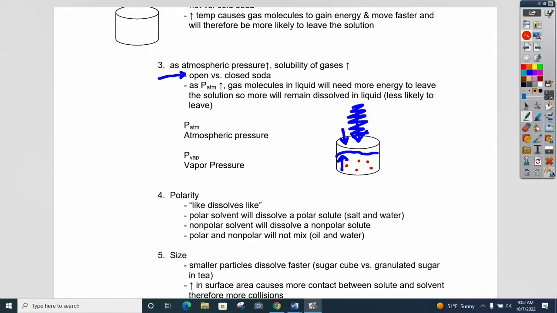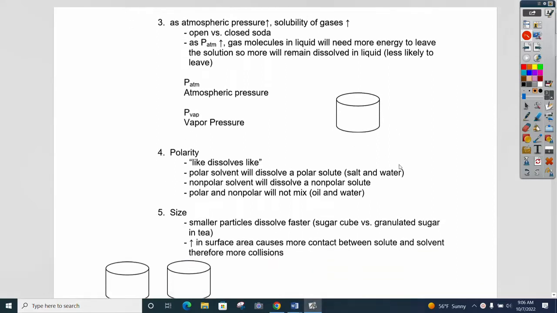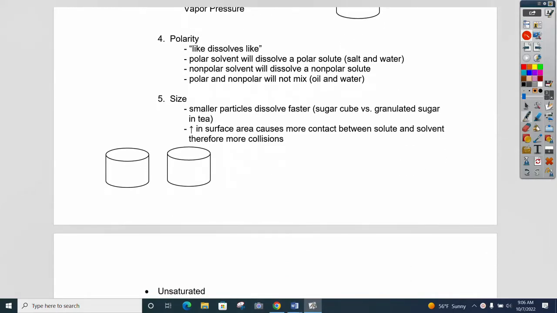So if we want to increase the amount of gas, all we have to do is increase the downward force exerted on the solution. We increase atmospheric pressure. So to change solubility, to change the amount of solute we can get to dissolve, you can change temperature, you can change atmospheric pressure, and then the next factor is polarity.